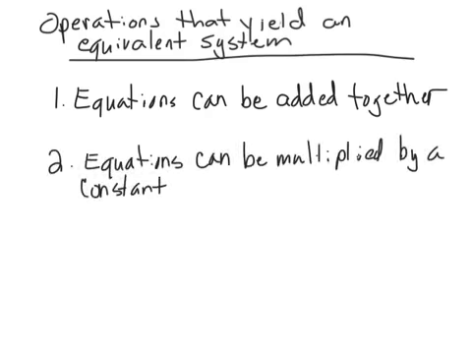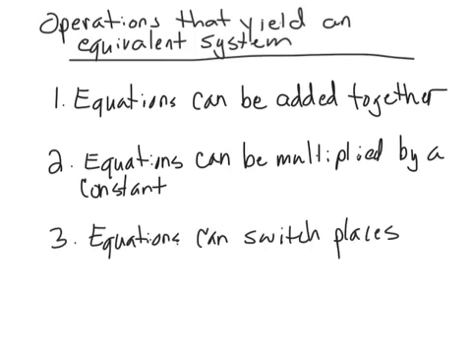We can also multiply an equation by a constant term. That means every term on both sides of the equation, as long as you multiply every single term by the same constant, the meaning of the equation doesn't change. And finally, you can switch the places of the equations.